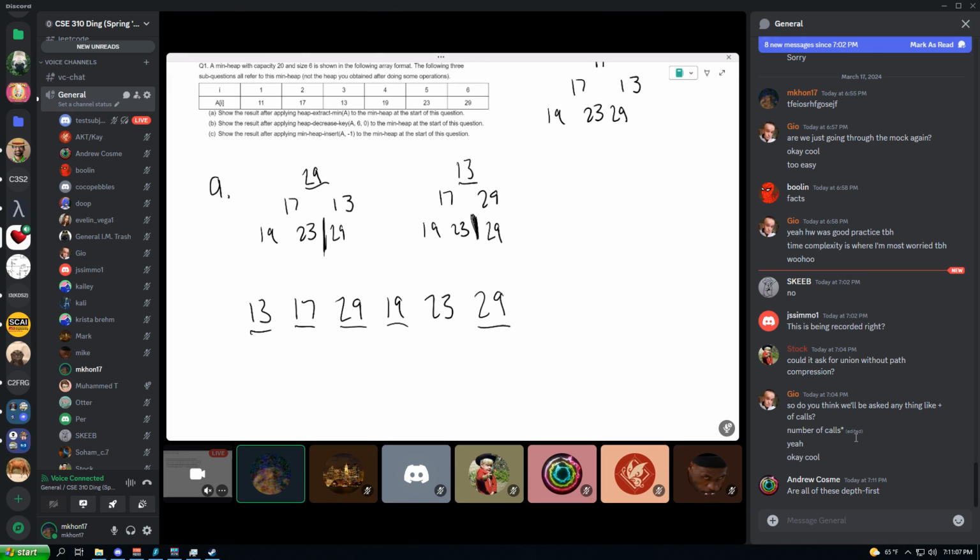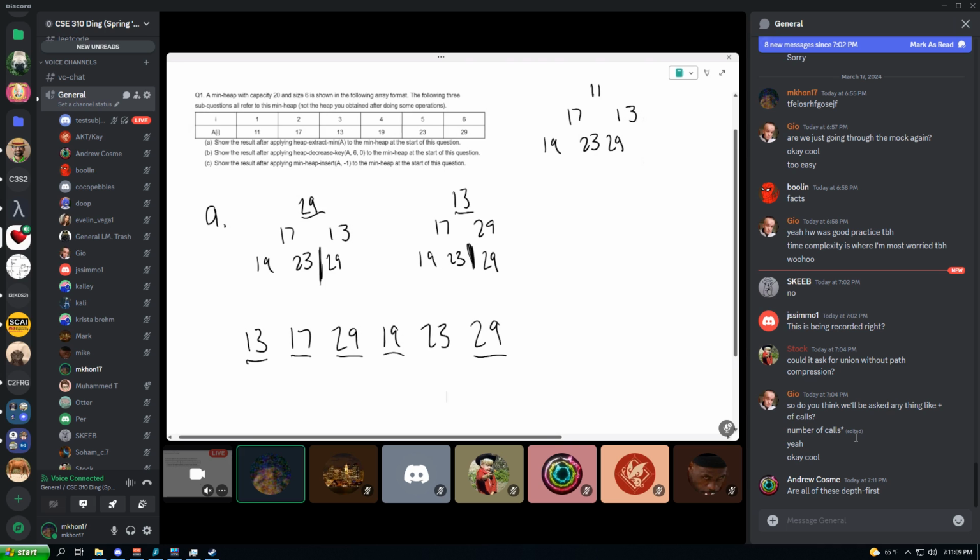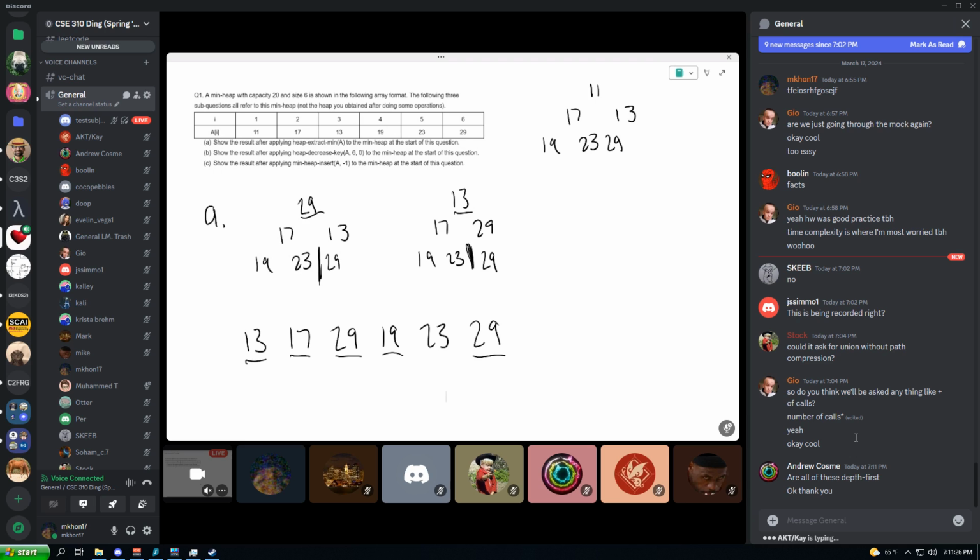Or are they depth first? What do you mean by that? We're not searching here, so we're not doing anything related to BFS or DFS. This is just heaps only.